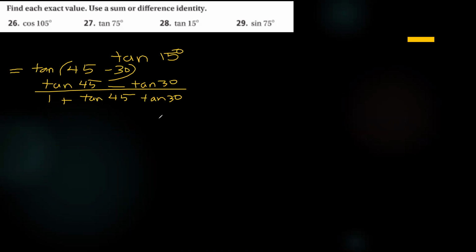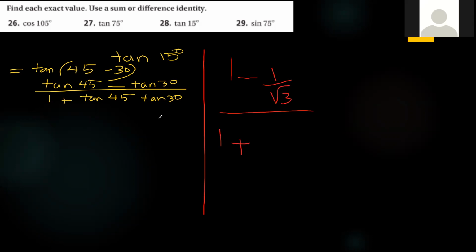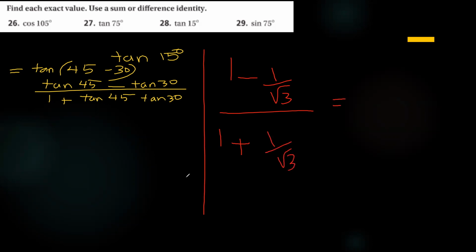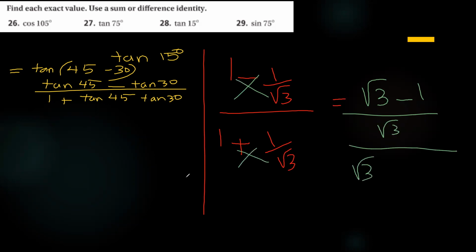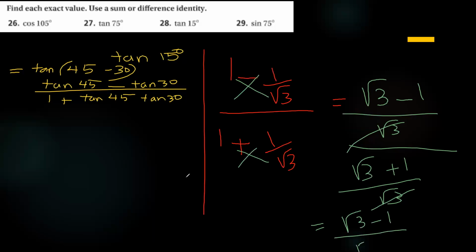Okay. So it was tan of 45. It is 1 minus tan of 30, square root of 3. It's 1 over square root of 3 over 1 plus tan of 45 times tan of 30, which is 1 over square root of 3. So then, square root of 3 minus 1 over square root of 3 over square root of 3 plus 1 over square root of 3. Then you will get the answer as square root of 3 minus 1 over square root of 3.